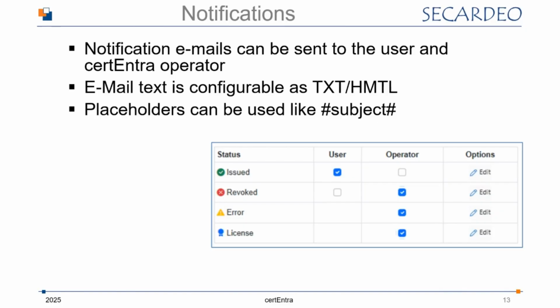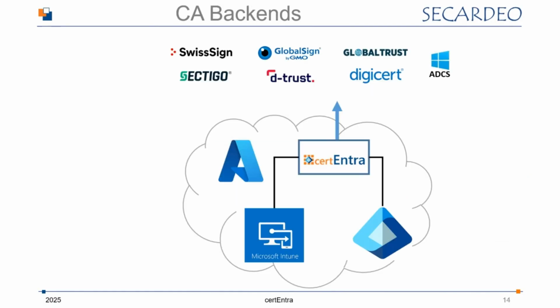Notifications can be configured, so you can select who will get these emails, the user or the operator, and you can easily edit the text. You can also use placeholders, variables that are then replaced when the email is being sent from certEntra.